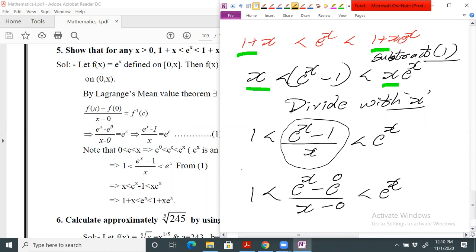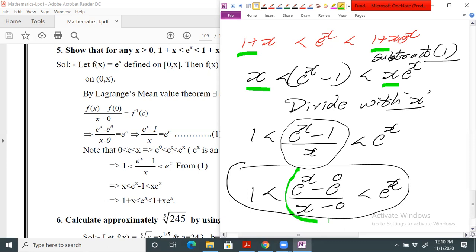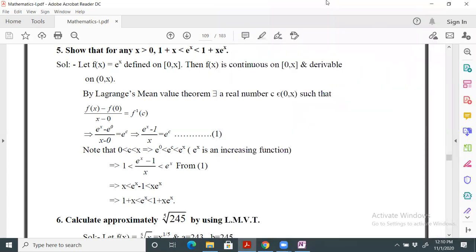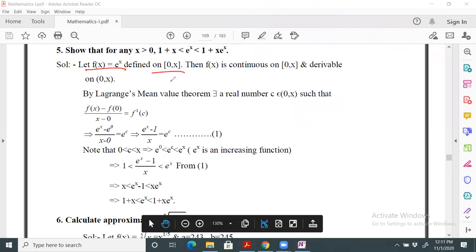Now if we observe this carefully, f of b minus f of a by b minus a, where f of b is e power x minus f of a is 0, and f of x equals e power x. So consider f of x equals e power x in the closed interval 0 comma x.